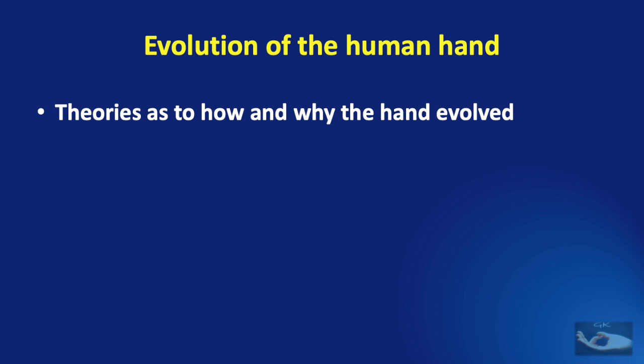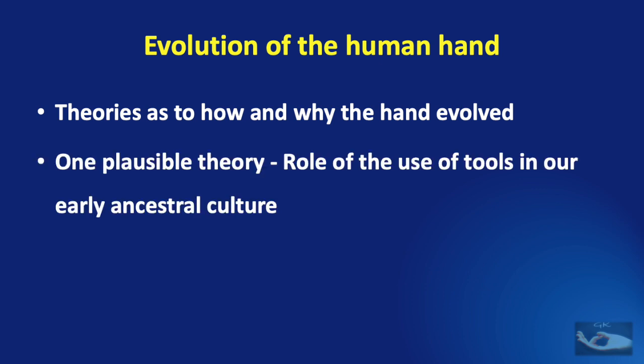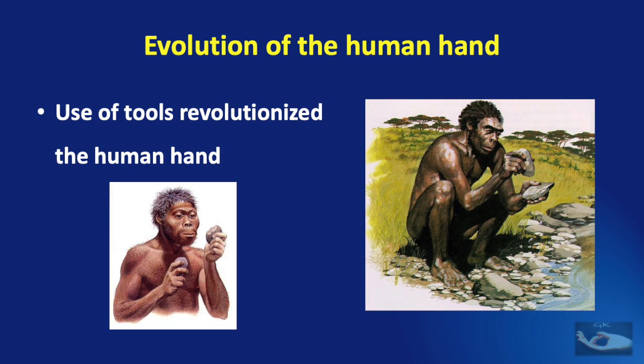Many theories have existed as to how and why the hand had evolved. But there is one plausible theory: the role and the use of tools in our early ancestral culture, which has led in a big way to the evolution of the hand as it is now. So, as the brain capacity increased, the species started using tools. This revolutionized the development of the human hand in many ways.